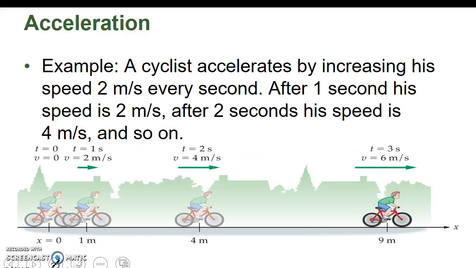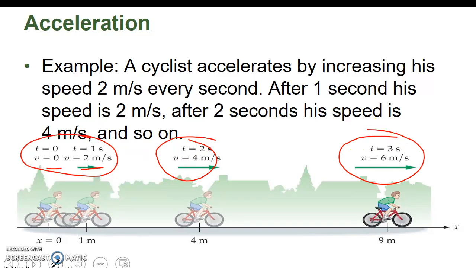So here's an example. Our cyclist is speeding up right here. In 1 second, he went from 0 meters per second to 2 meters per second. He accelerates. And then you can see this acceleration stays constant throughout. For every second that he travels, he goes 2 meters per second faster.